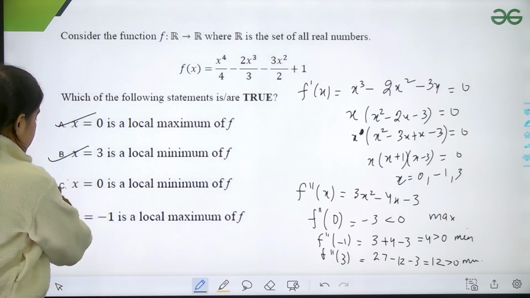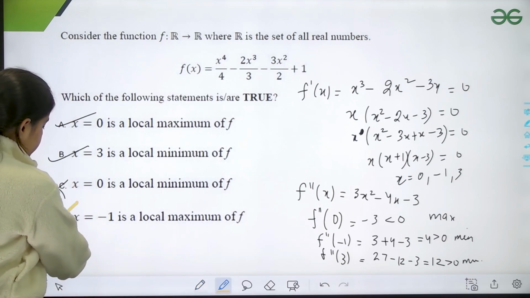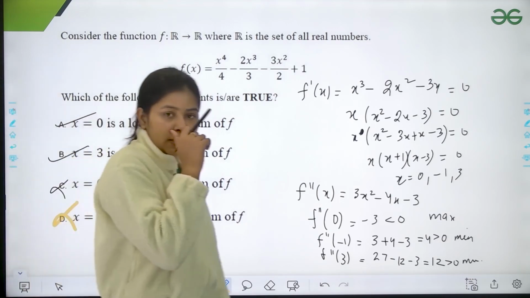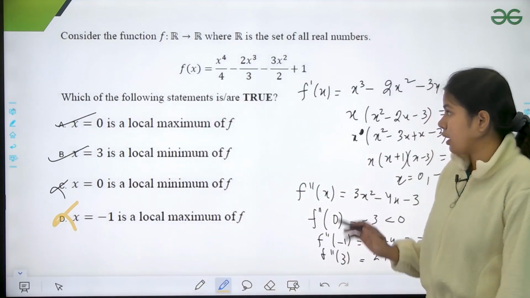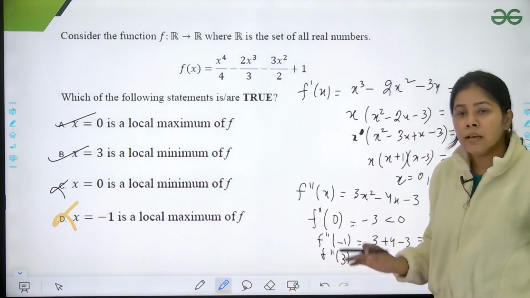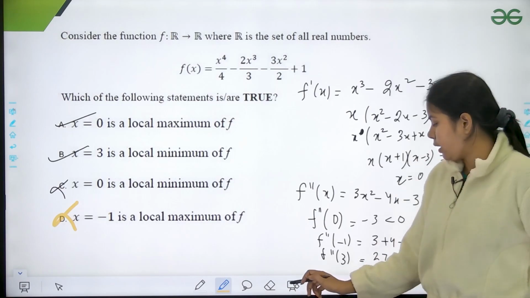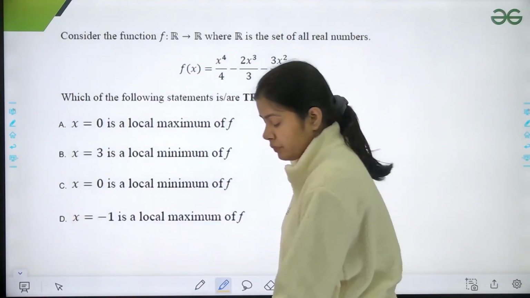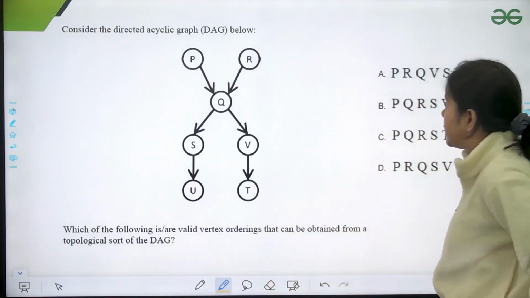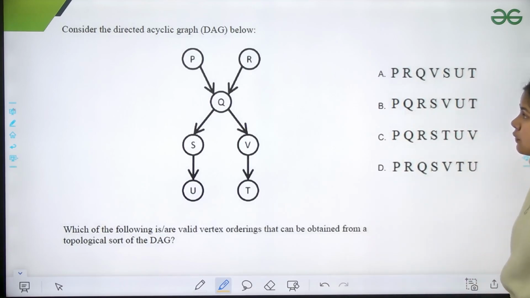0 is a minima, that is false. Minus 1 is a maxima, that is false. So options A and B are true. Options A and B are my correct options in this. Like basic use of the double derivative test. Okay. Now the next thing we have is, consider the directed acyclic graph below.